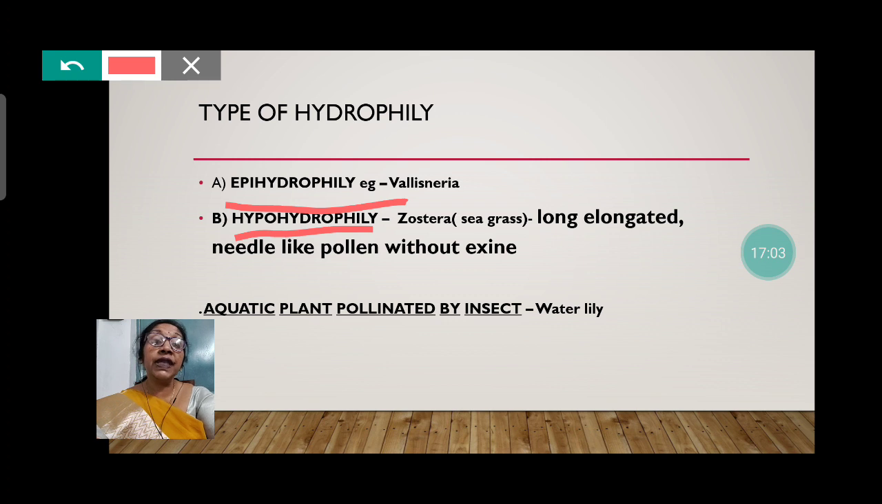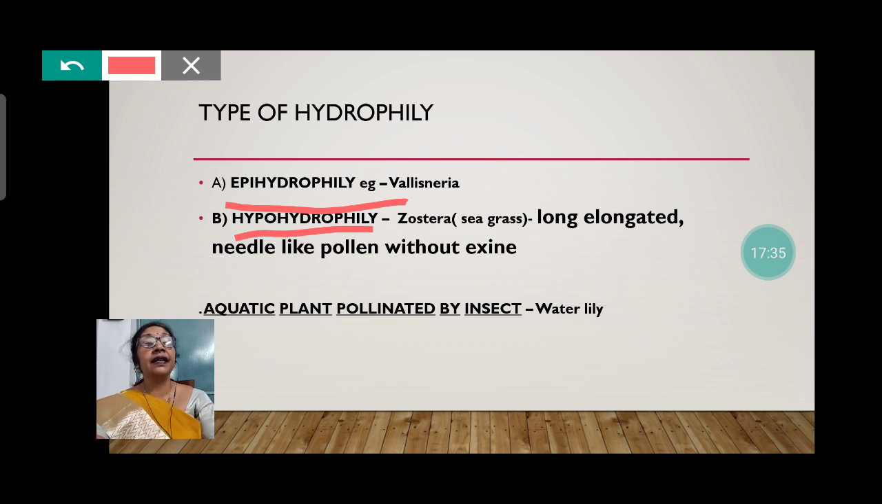In the case of Zostera, the pollen grains are long, elongated, you can say needle-like or ribbon-like, and without any exine. The stigma is also long. Inside the water, the pollen grains, being ribbon shaped, coil around the stigma, and inside the water only pollination occurs. So this is about Zostera.